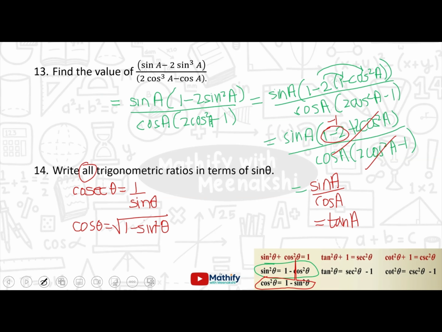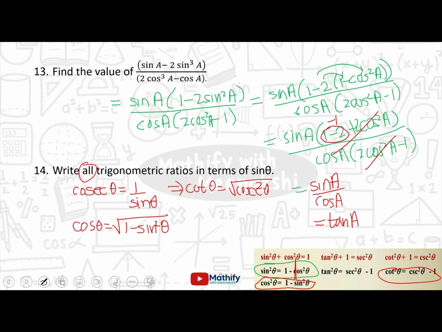Now, just think, if you know cosec, can you say something about other trigonometric ratios? Who is related to cosec? Yes, cot. We know that cot theta is the square root of cosec square theta minus 1.